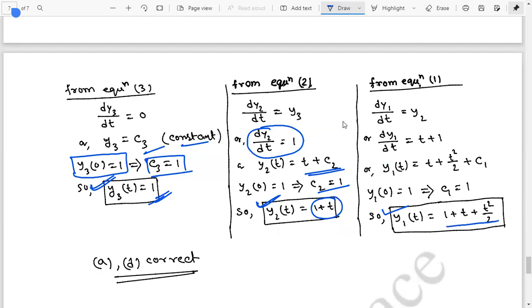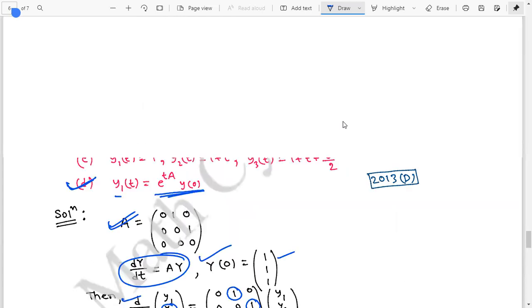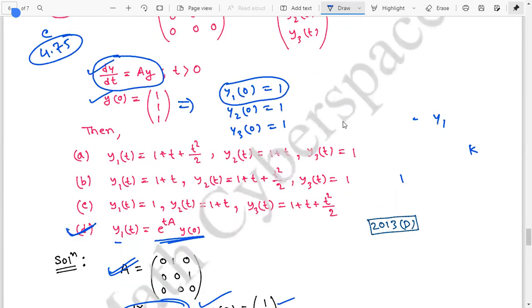Now check the options. In option A, you can see y1(t) equals 1 plus t squared by 2, y2(t) equals 1 plus t, and y3(t) equals 1. So option A is correct, and these two options are incorrect. So option A and option D will be the correct options.